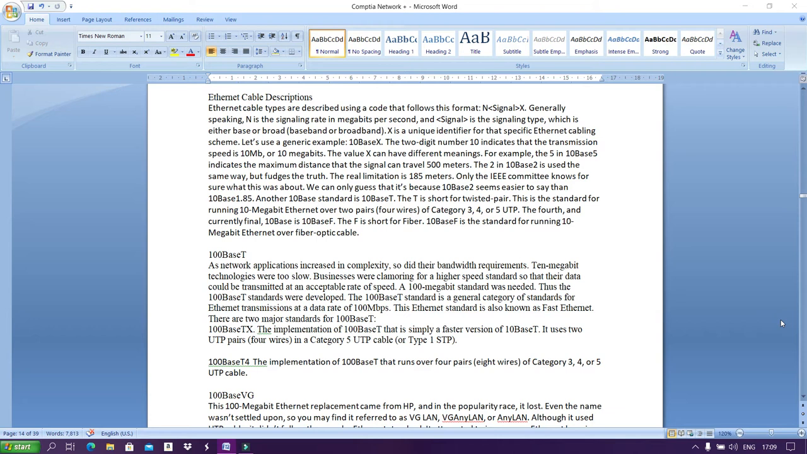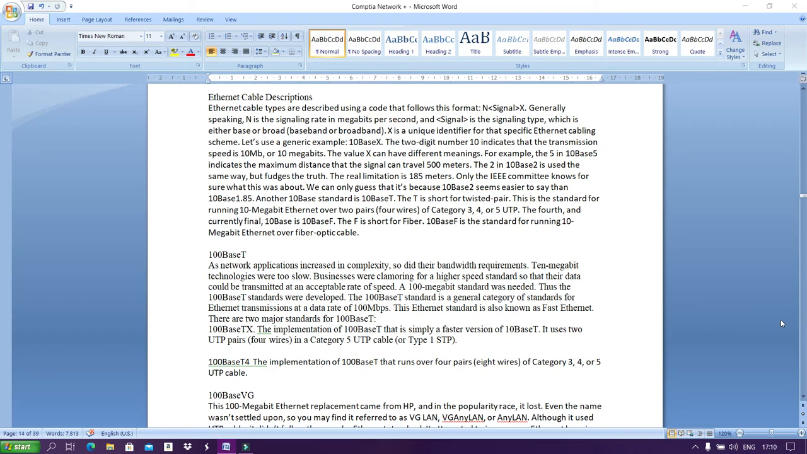Let's use a generic example: 10BaseX. The two-digit number 10 indicates that the transmission speed is 10 megabits. The value X can have different meanings. For example, the 5 in 10Base5 indicates that the maximum distance the signal can travel is 500 meters. The 2 in 10Base2 is used the same way but fudges the truth. The real limitation is 185 meters. Only the IEEE committee knows for sure what this is about. We can only guess that it's because 10Base2 seems easier to say than 10Base1.85.